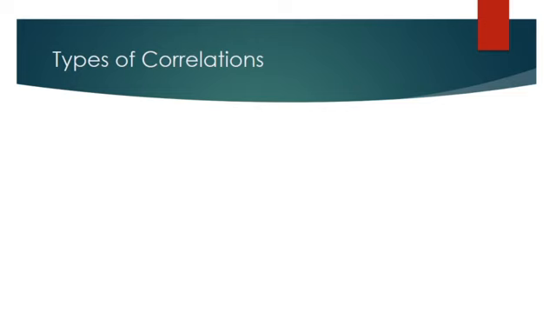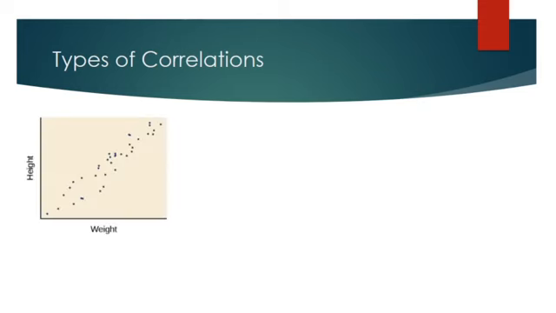There are three relationships that psychologists usually talk about: positive correlations, negative correlations, and no correlation. Here are examples of each. So, height and weight are positively correlated, so we find that in the data, as one increases, so does the other.